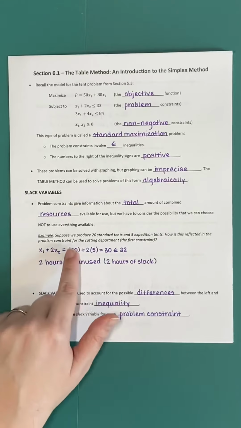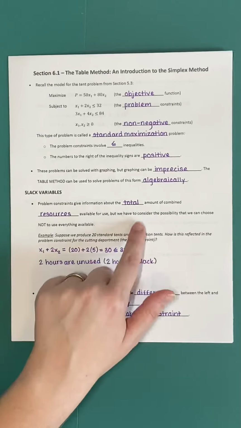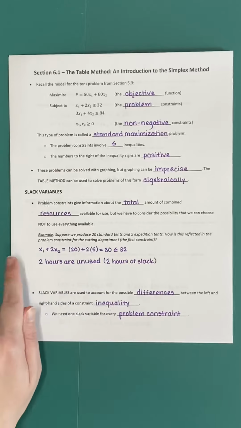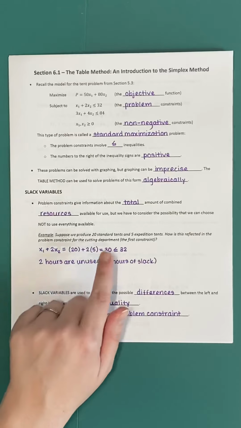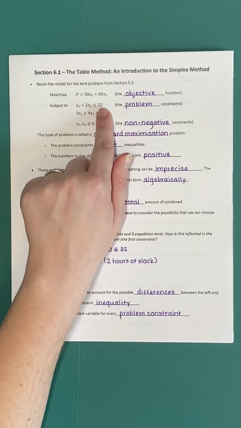So x1 is going to be 20. We've made 20 standard tents. x2 is going to be 5. We've made 5 expedition tents. So in terms of cutting, based on us requiring 1 hour and then 2 hours respectively, we end up using 30 hours in the cutting department.